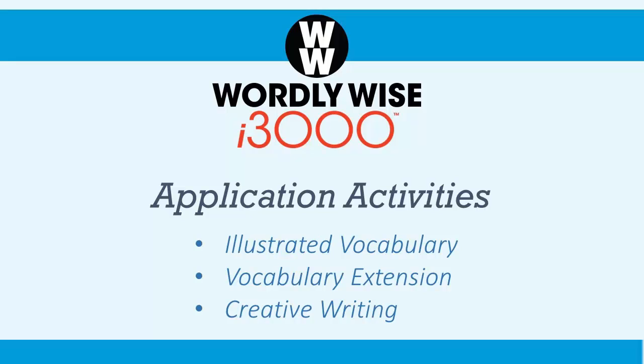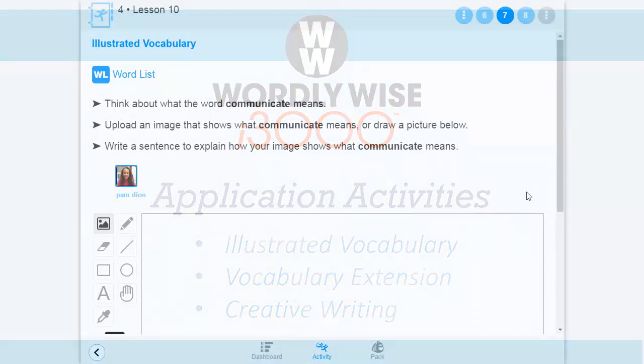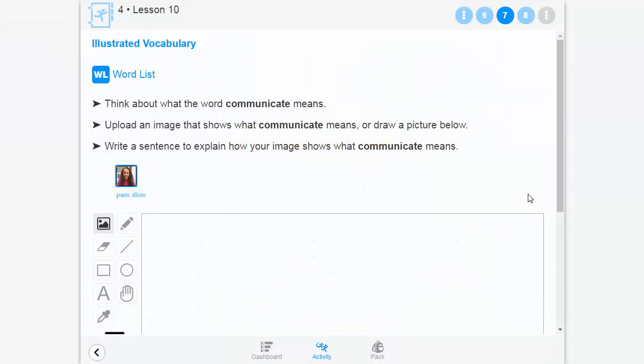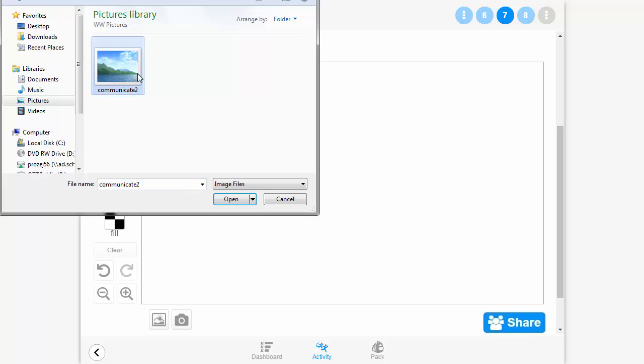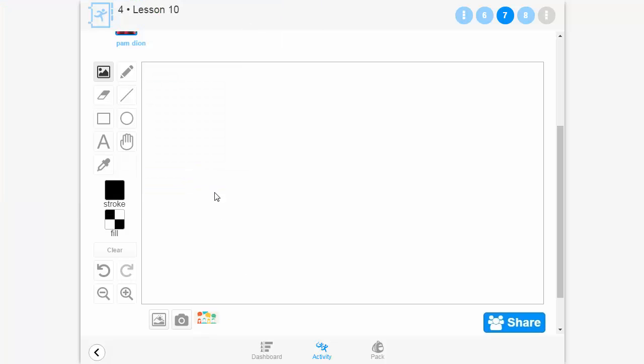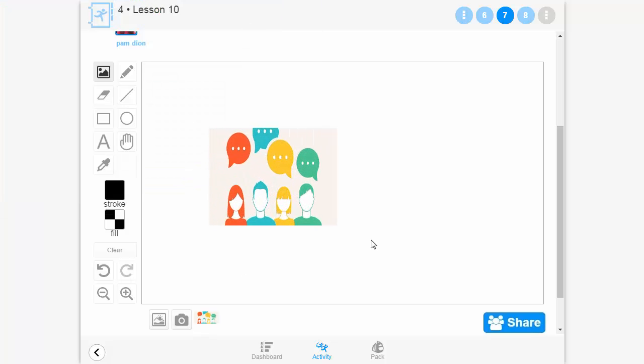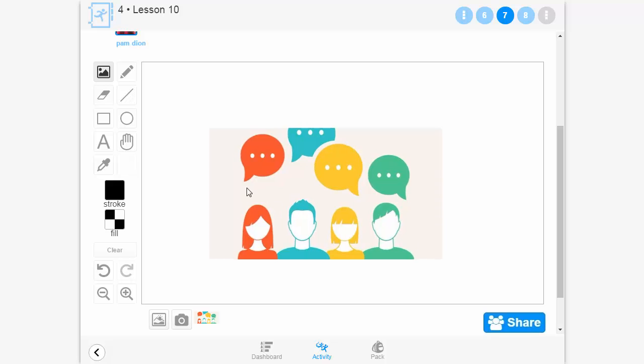Wordly-Wise i3000 incorporates social sharing and interaction in 3 application activities: illustrated vocabulary, vocabulary extension, and creative writing. In these activities, students actively apply their vocabulary knowledge in a social learning environment. In the illustrated vocabulary activity, students create an image to demonstrate a word's meaning, and then write a sentence explaining how the image represents the word.